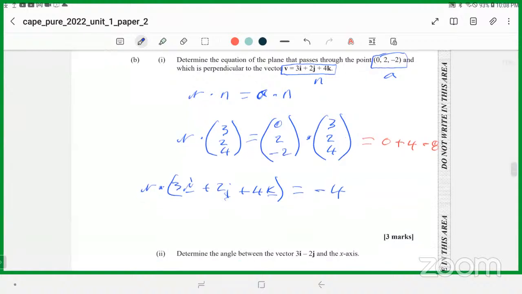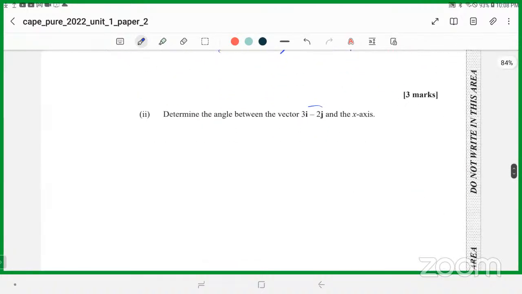All right, next one. Determine the angle between this vector and the x-axis. To find the angle between two vectors is to find the angle between their directions. So the question is, what is the direction of the x-axis? The x-axis can be written as the line r equals i. That's the direction of the x-axis, i. So I'm finding the angle between this vector and this vector, but the x-axis is just i.